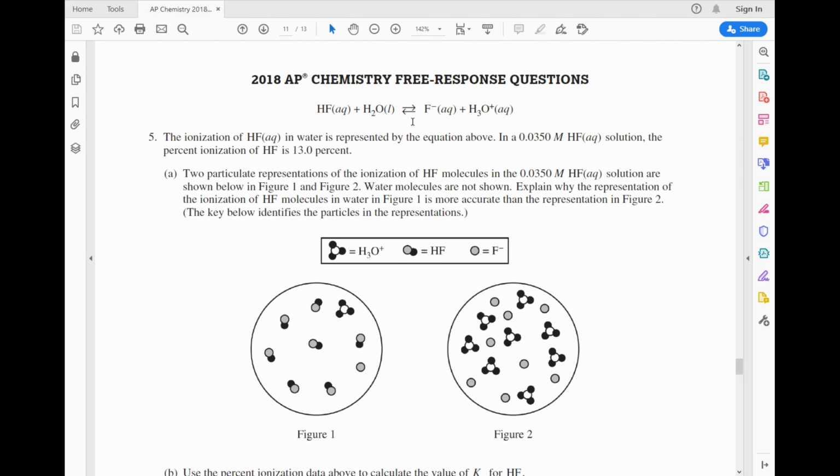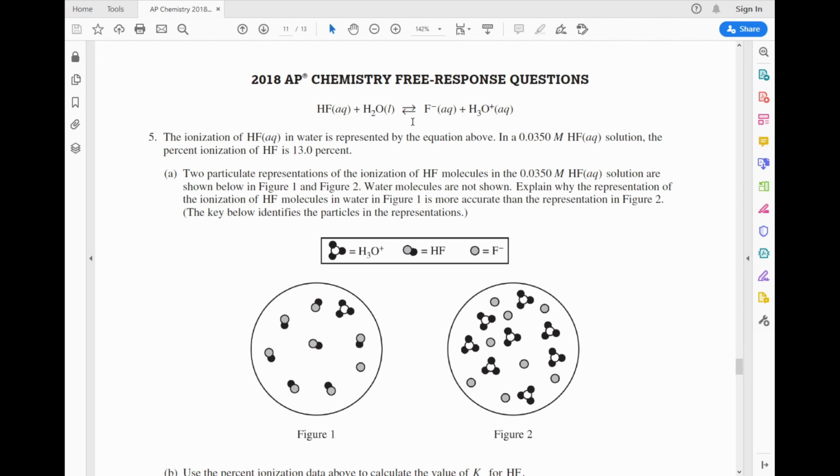Question A: two particular representations of the ionization of hydrofluoric acid molecules in the 0.0350 molar HF solution are shown in Figure 1 and Figure 2 below. Water molecules are not shown. Explain why the representation of the hydrofluoric acid molecules in Figure 1 is more accurate than the representation in Figure 2. The key below identifies the particles in the representations. So right off the bat, it tells you the answer. It tells you that 1 is a better representation than 2. What we have to figure out is why.